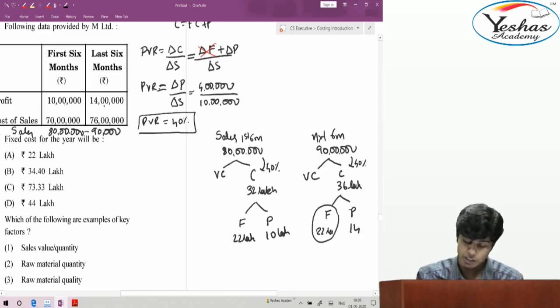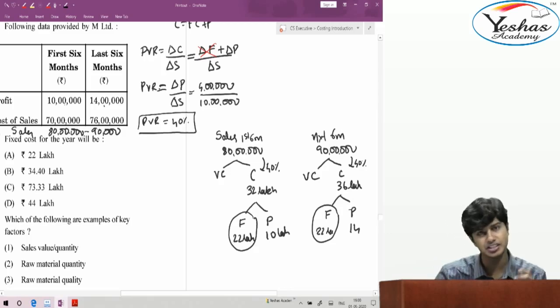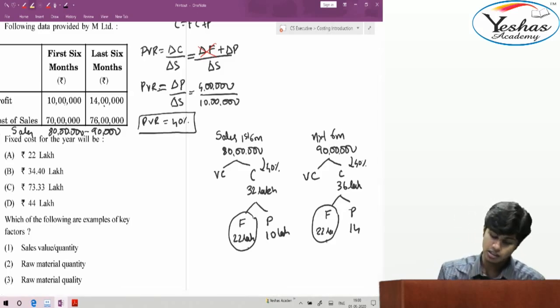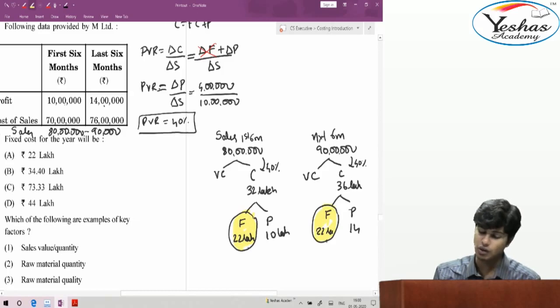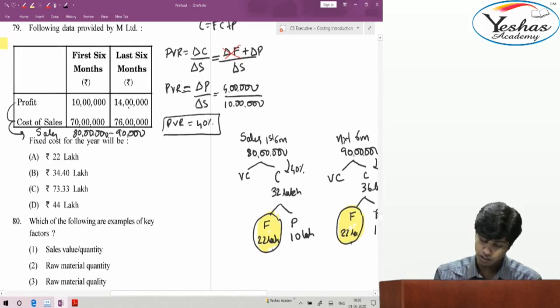So basically what we did is perfect. Why? Fixed cost will remain the same irrespective of the level of production. It is divided based on the time here. So 22 plus 22 becomes 44. For the total year, it is 22 lakh in the first 6 months and 22 lakh in the next 6 months. So the total fixed cost is 44 lakh.